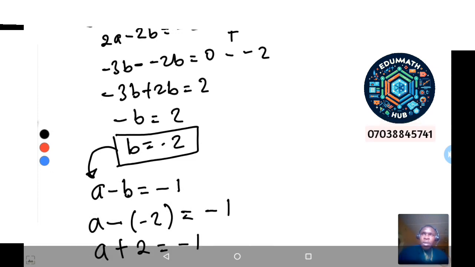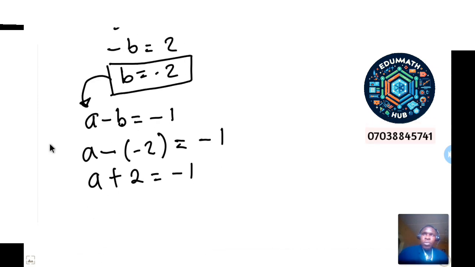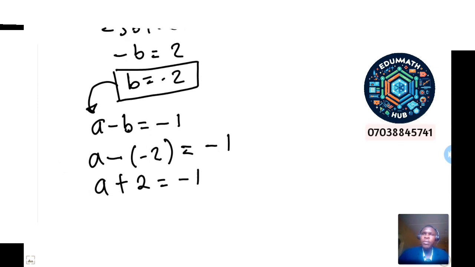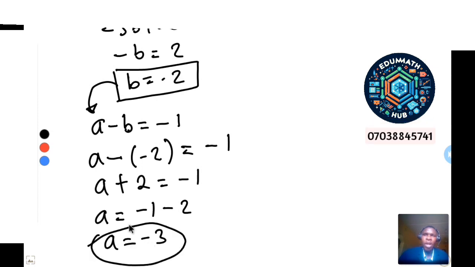Then from here, a is equal to, take this 2 to this side, minus 1 minus 2. So a is minus 3. So we now have the value of a and b. But this is not the final answer. You have to go and substitute it into the expression you were given.